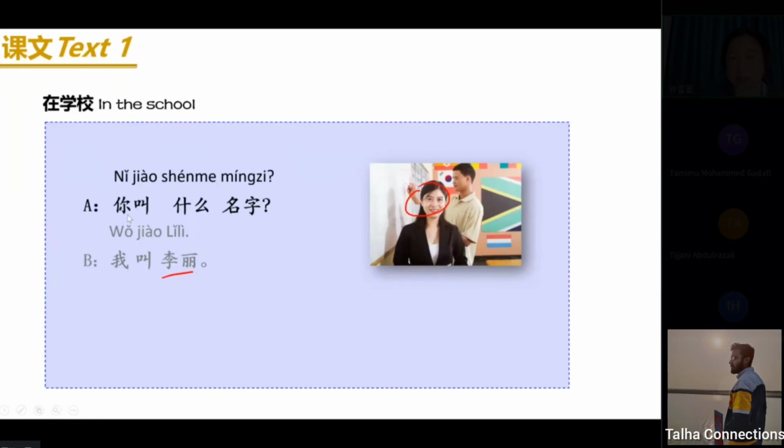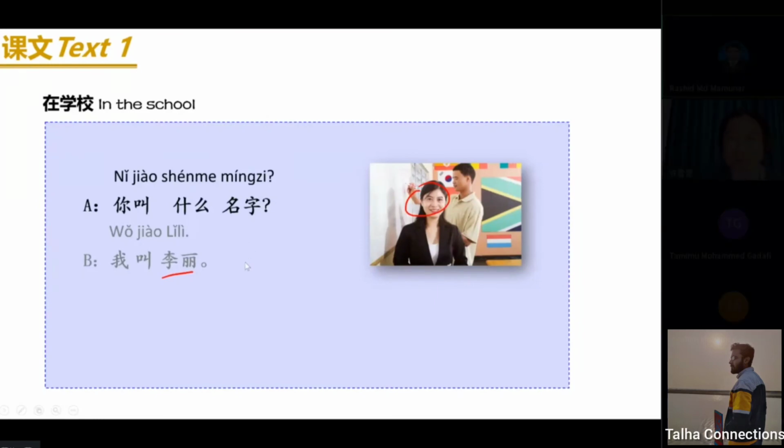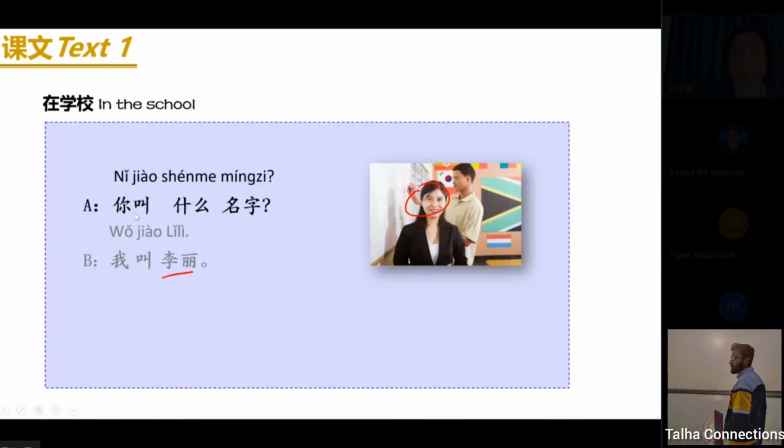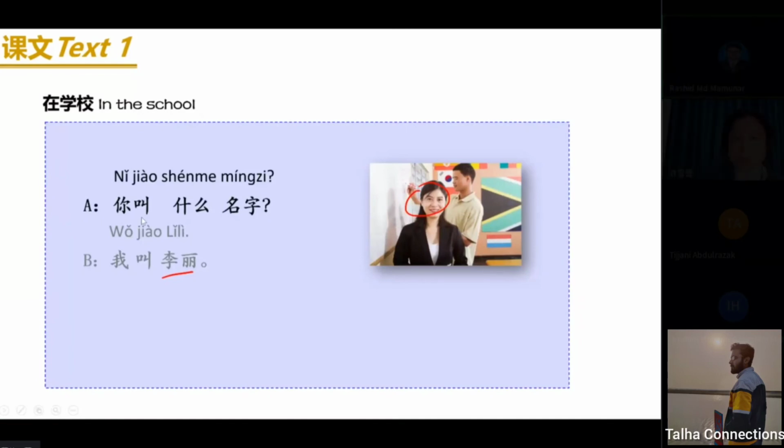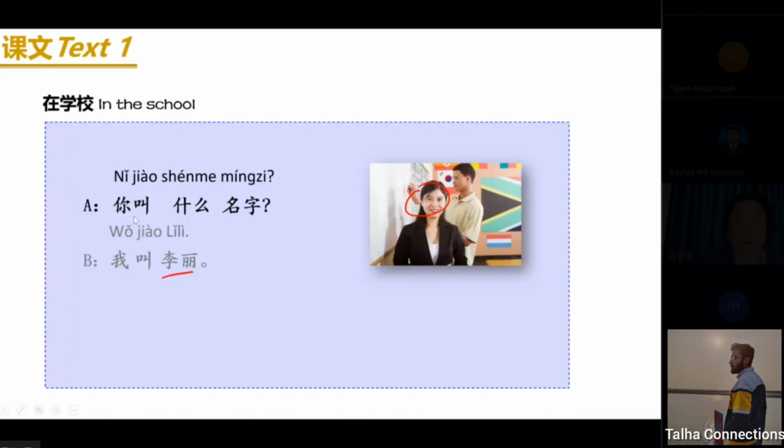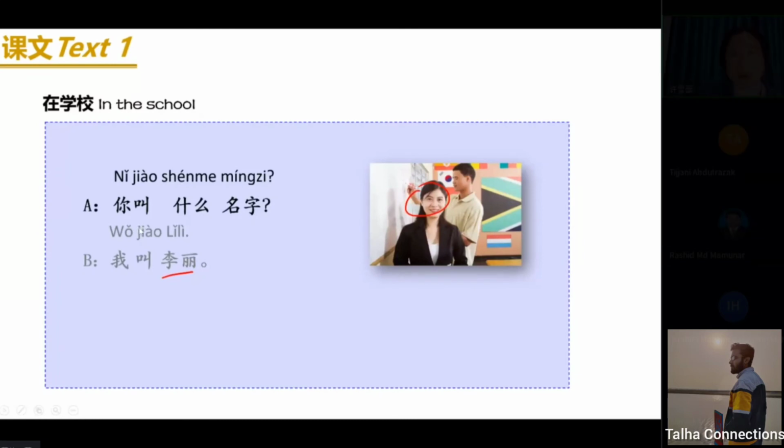Okay. Ma'am, what is the meaning of 叫? In this sentence, it is to be called. So the entire sentence means, what name are you called? Yeah, that means that. What name are you called?